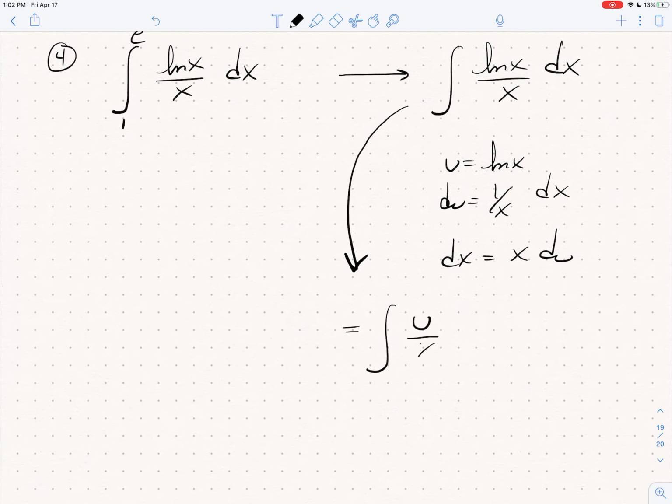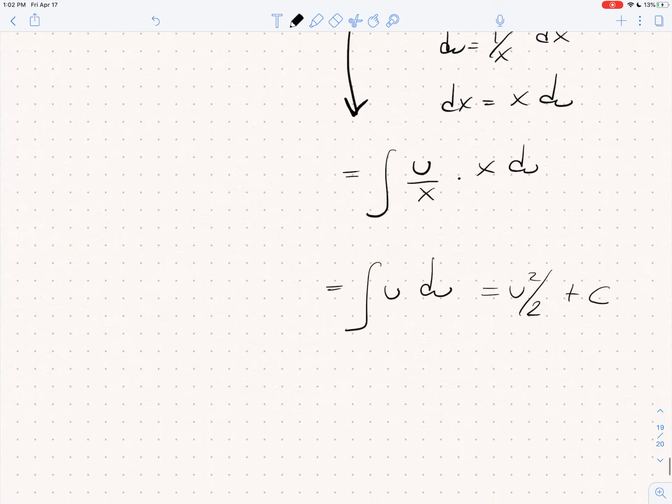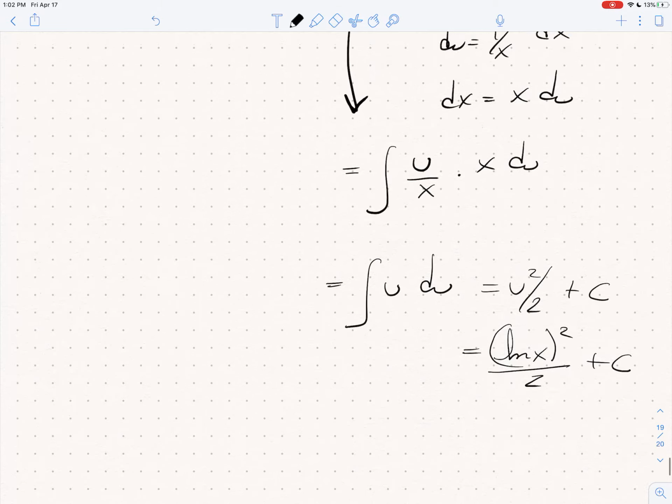Ln of x is u over x, and dx is x du. The x's cancel, thank goodness, and so I just get the integral of u du. We learned how to do this in chapter 4. This is just u squared over 2 plus c, but what was u? U was ln of x, and so I get ln of x all squared over 2 plus c.